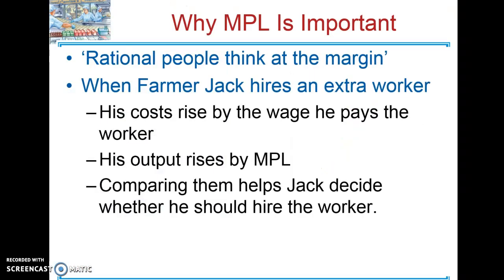So why is marginal product of labor important? Rational people think at the margin. It's one of our basic economic concepts from the very first chapter. When Farmer Jack decides to hire another worker, he's going to have to pay those workers a wage. His output will rise, so Jack needs to compare the increase in output to whether or not he should hire that worker based on the cost that he's going to incur to hire that additional worker.